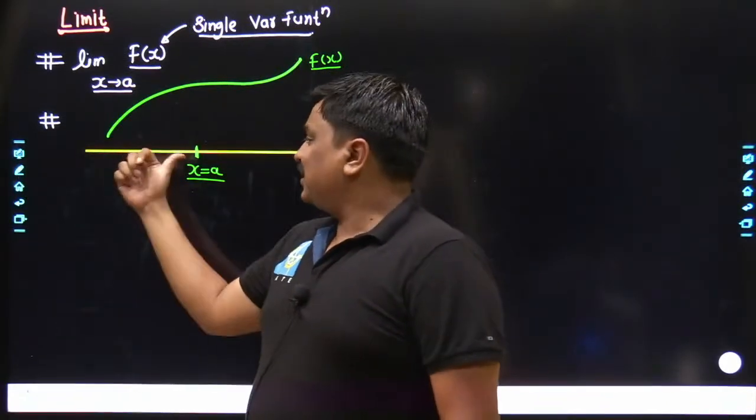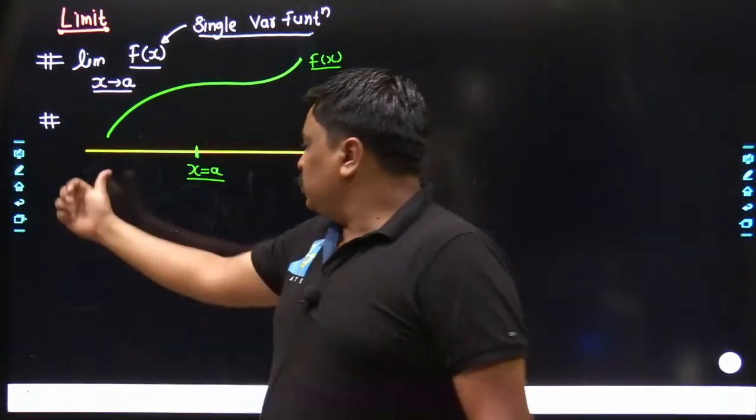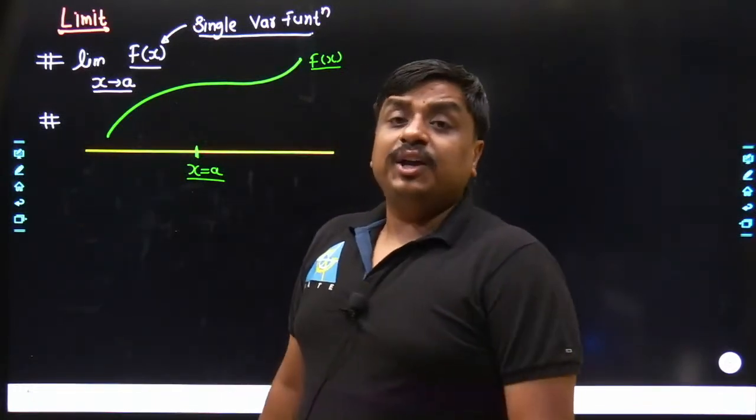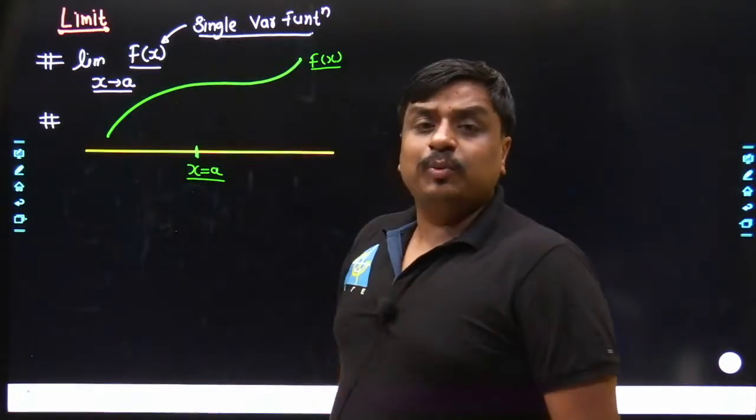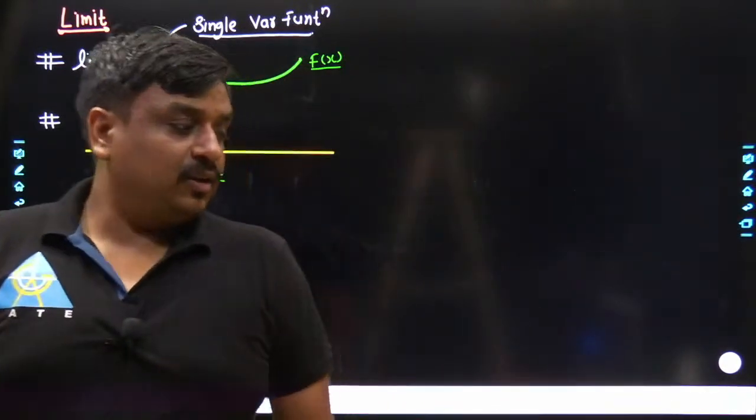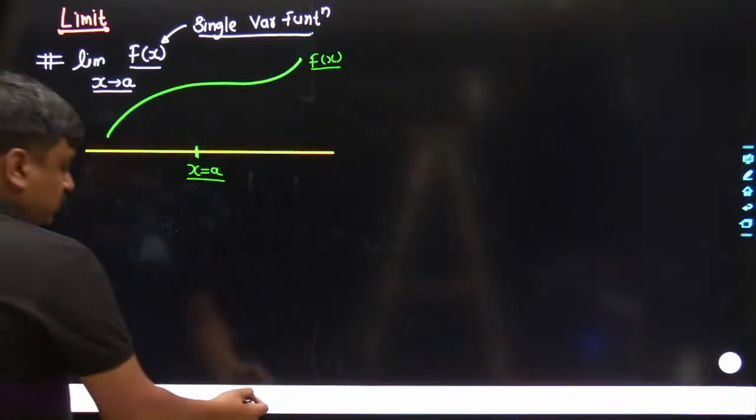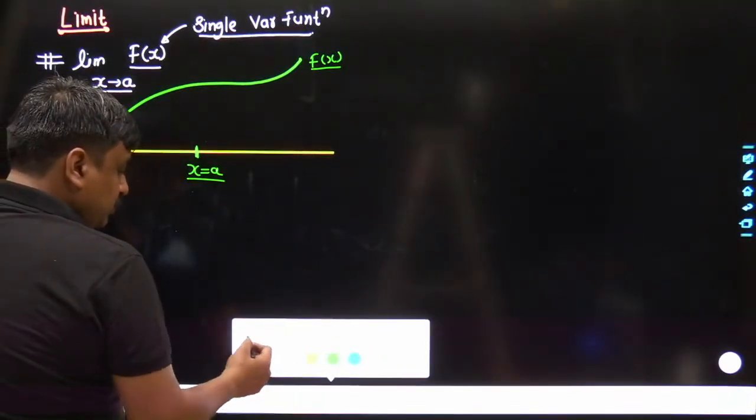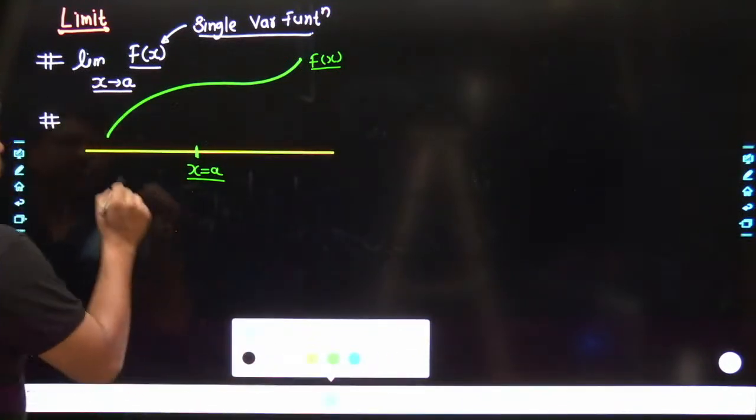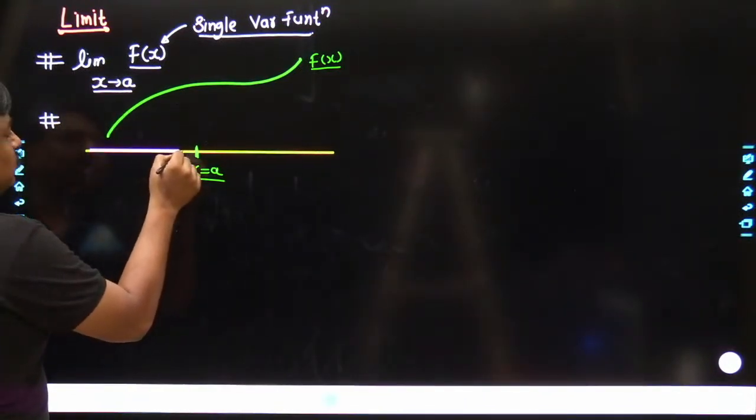If you are reaching towards x is equal to a from the left hand side, it would be called a left hand limit, and similarly if you are tending towards the right hand side, it would be called a right hand limit. Could you understand what I am saying? So there are two methodologies through which you could have reached towards x is equal to a.